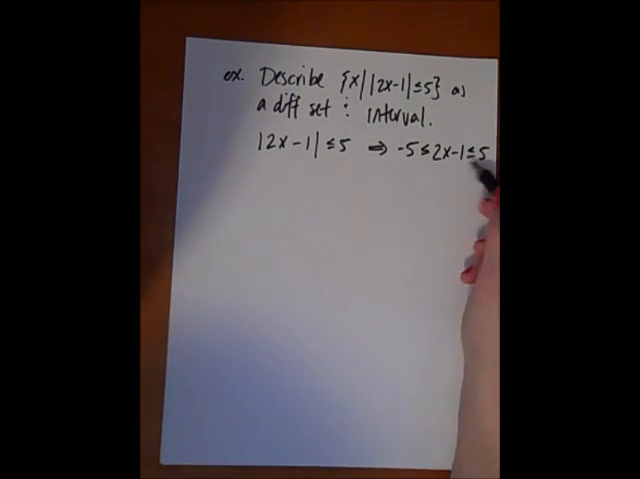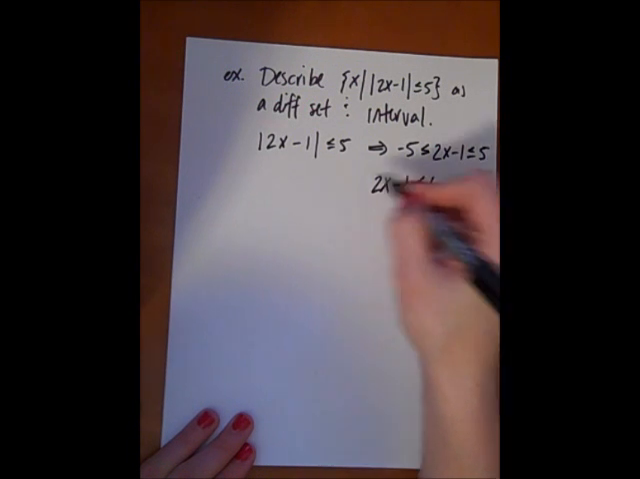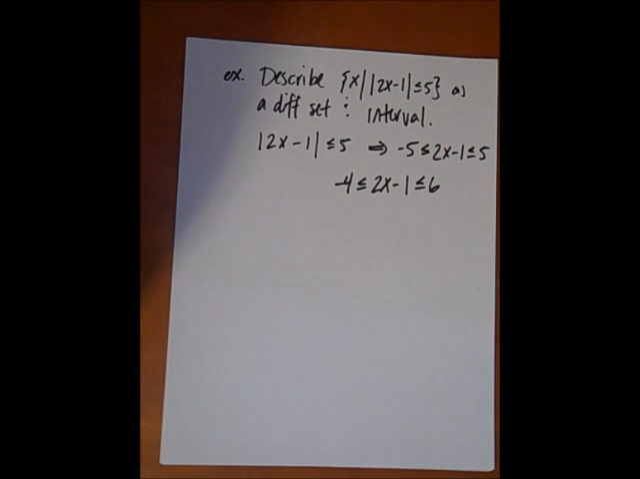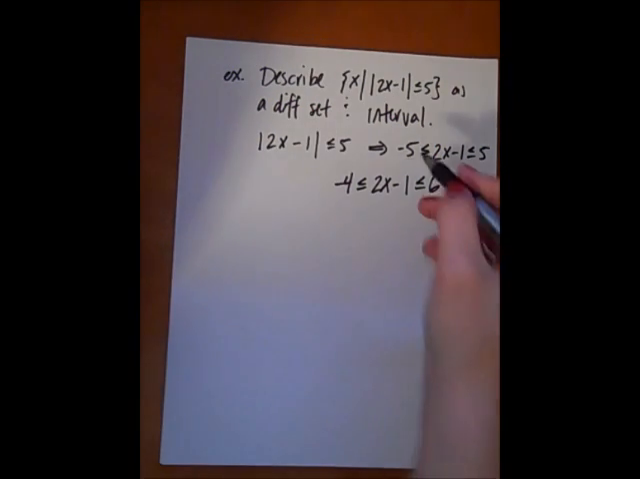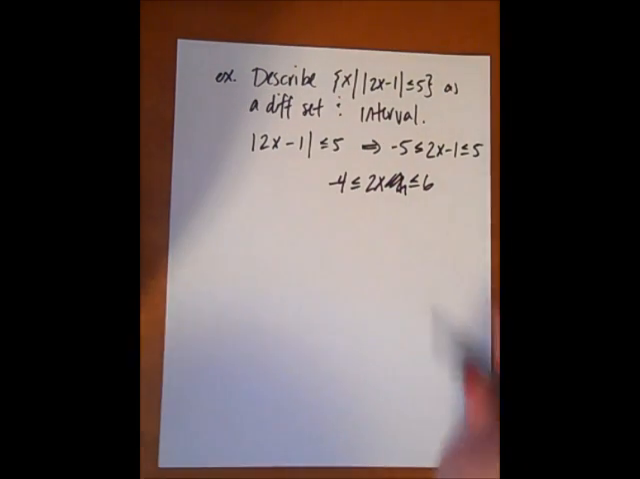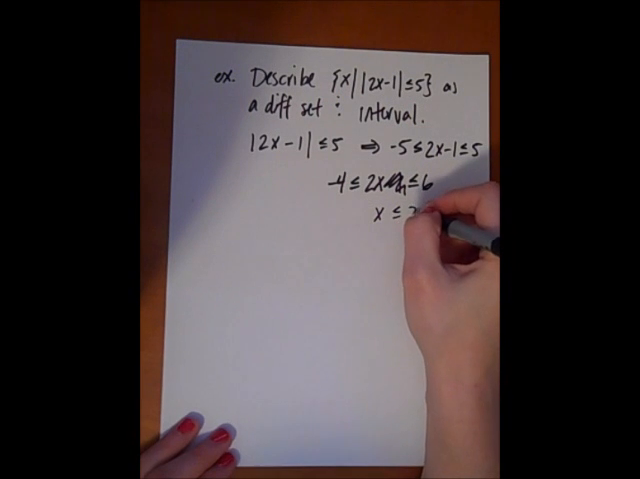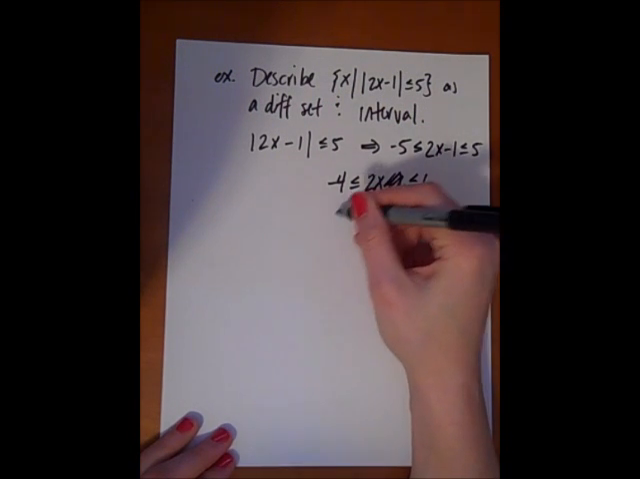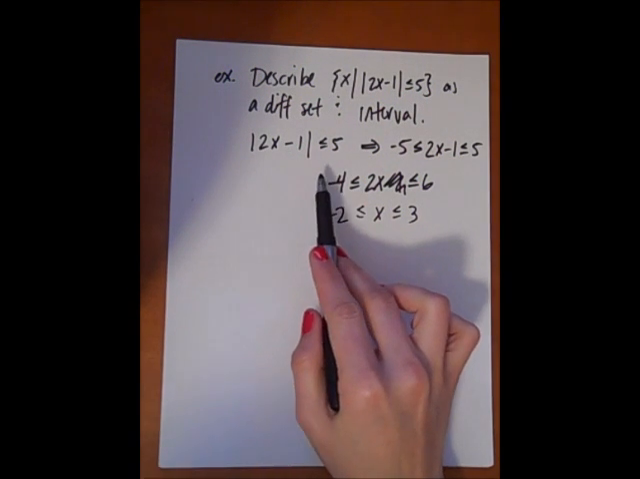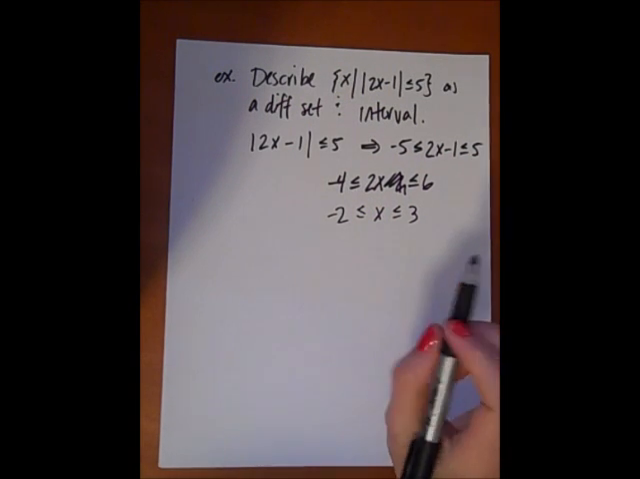What do I do now? Let's add 1 to both sides. So I'll get negative 4 is less than or equal to 2x, which is less than or equal to 6. Oops, I forgot that minus 1 there again. And now I'm going to divide by 2. So once I divide by 2, I'm going to get negative 2 is less than or equal to x, which is less than or equal to 3. So saying the absolute value of 2x minus 1 is less than or equal to 5 is the same as saying x is between negative 2 and 3, including the two endpoints.